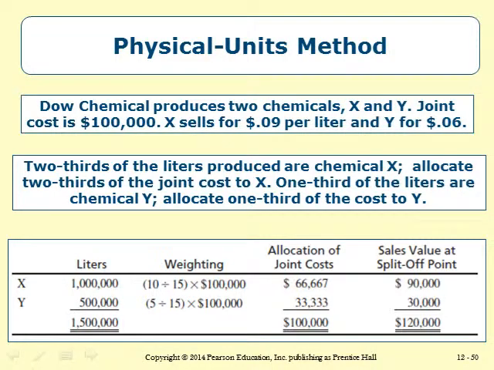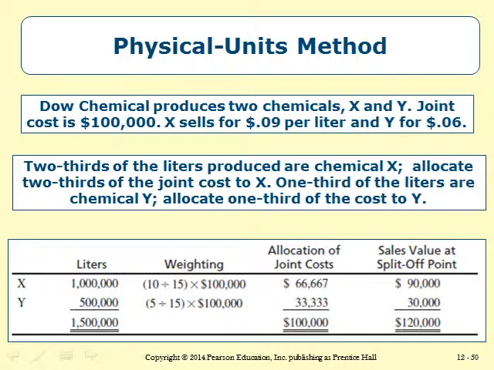And so this is an example. Here we have an example of the Dow Chemical and allocating joint costs using the physical units method. So Dow Chemical produces two products, X and Y. The joint cost is $100,000. X sells for 9 cents per liter and Y for 6 cents per liter.